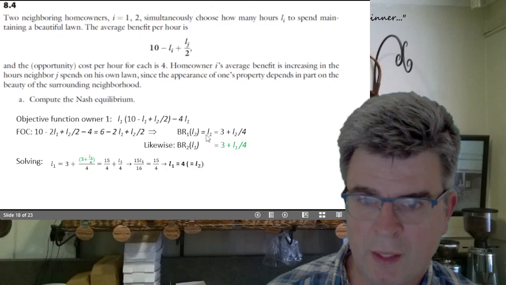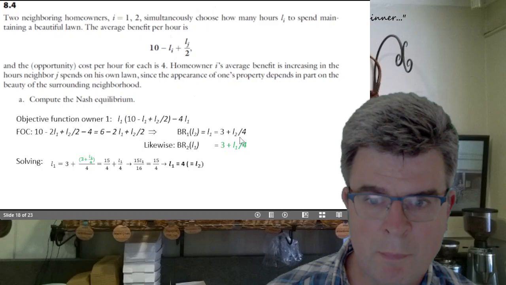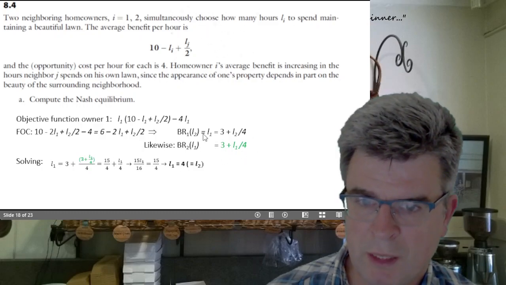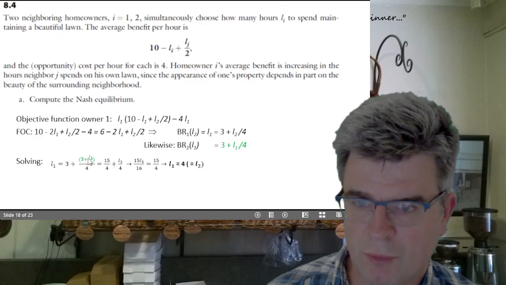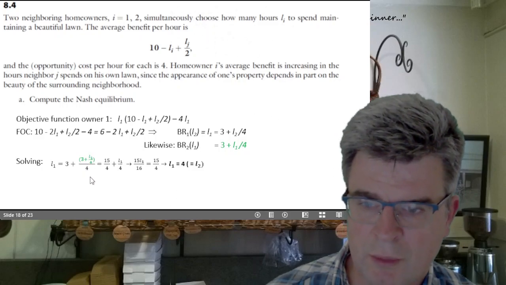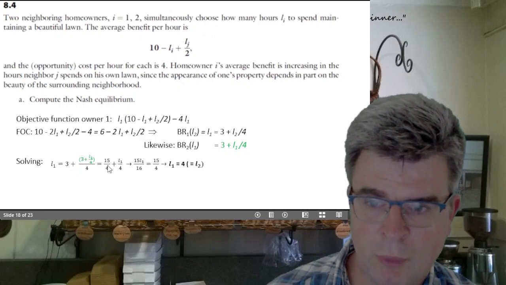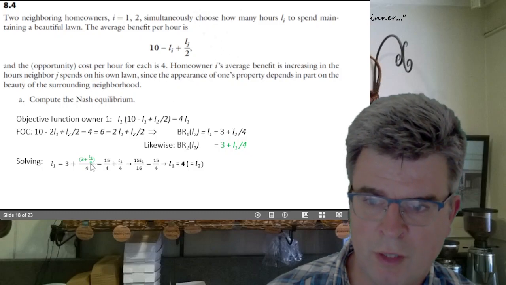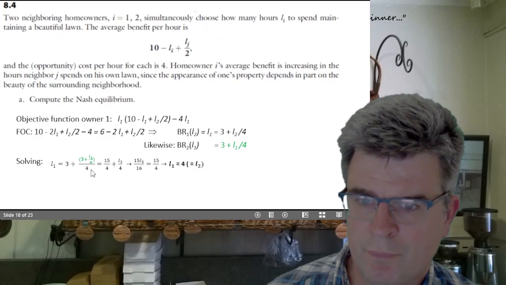So in the best response function of neighbor 1, we can replace the L2 by the expression for L2 that we have over here. So we replace the L2 by the green term. So here we have it, and then we simplify. So 3 plus 3/4 is 15 over 4. L1 divided by 4 divided by 4 is equal to 16.